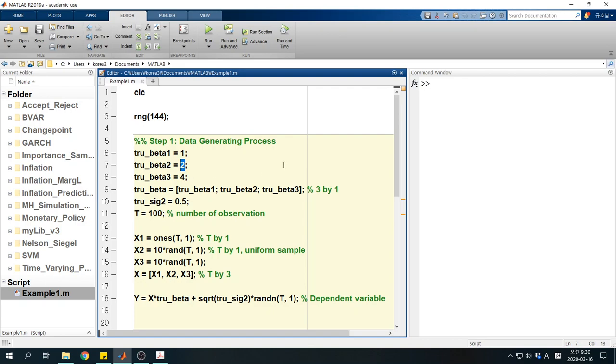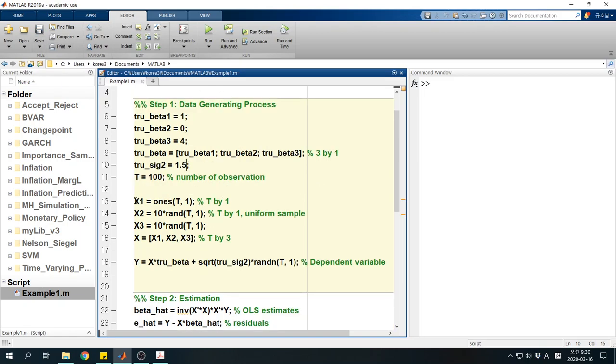You can choose any values, whatever is 1 or 0. Okay, in this case, suppose the second coefficient is 0. You pick any arbitrary true values. And sigma square is 0.5, whatever, is 1.5, whatever. The intercept term is always fixed, which is ones. And then the second and third ones are varying over individuals or time, right? So that's why we have this rand or rand n, whatever. It doesn't have to be rand, it could be rand n. It doesn't matter.